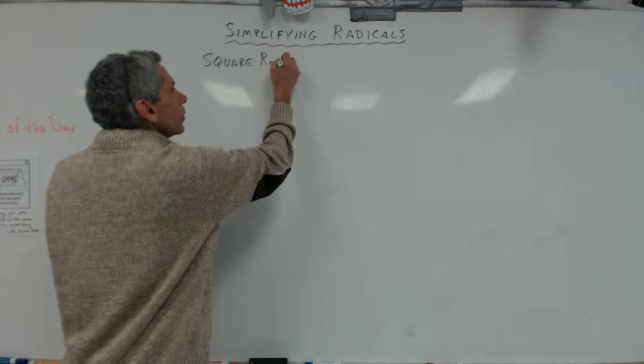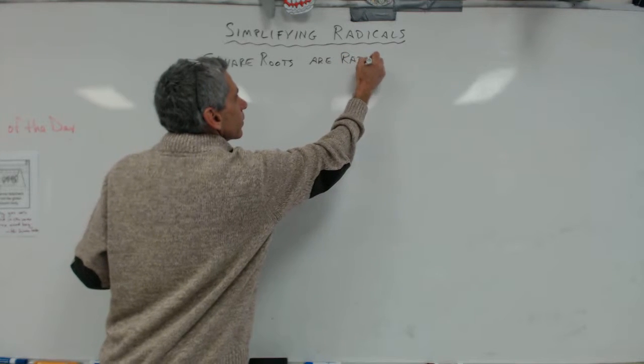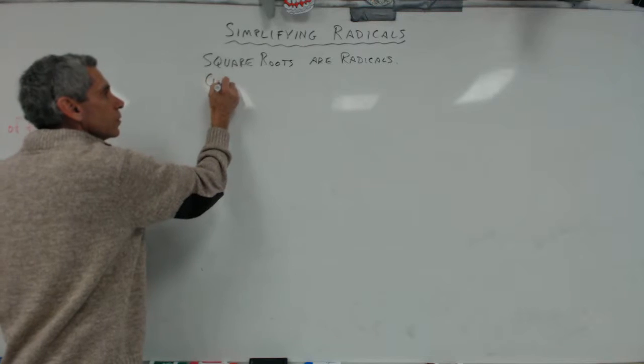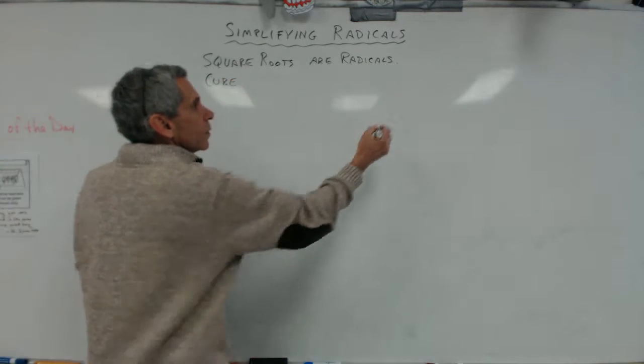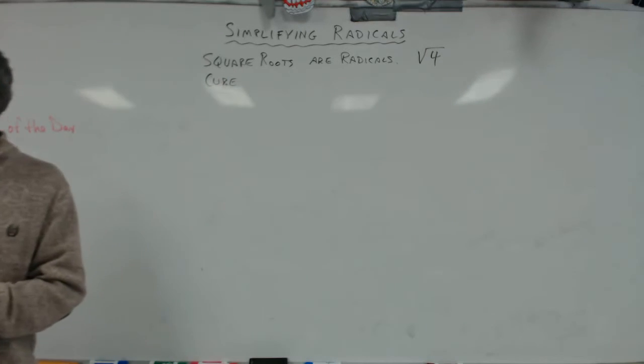Square roots are radicals. Where'd my pencil go? I have this whole thing about what radicals are. What's a square root? Oh yeah, I remember this. Like the square root of 4, right?